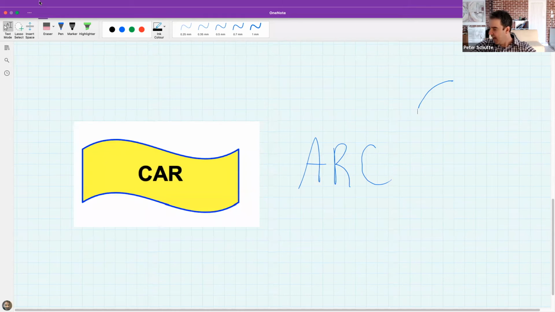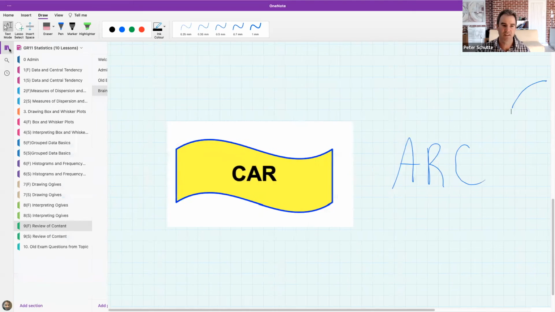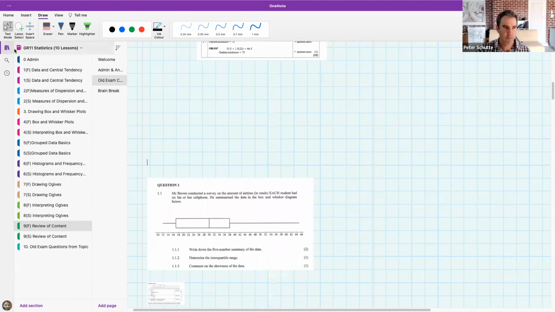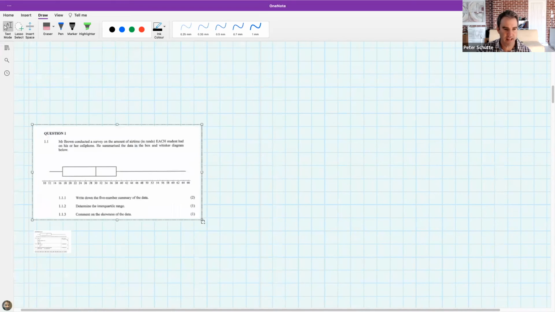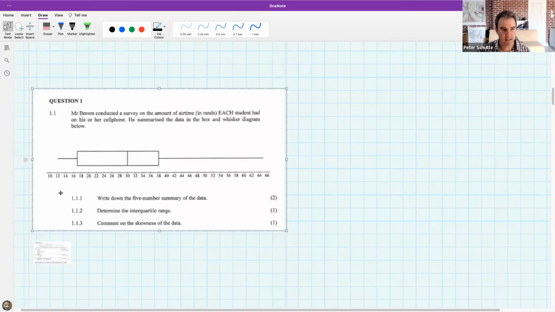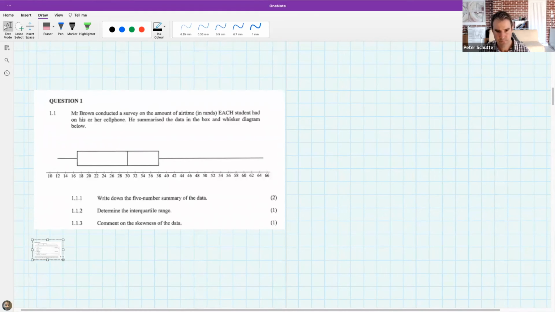So I hope that you have had a brief break, that you've had a bit of a stretch, and let's return to some further old exam questions. Nice quick one. Hopefully you get a nice one like this in your exam. Mr. Brown conducted a survey about airtime. He summarized the data in a box and whisker plot. Answer for me these three questions. When you're done with the three, just put done in the chat. But you must do all three of these questions.